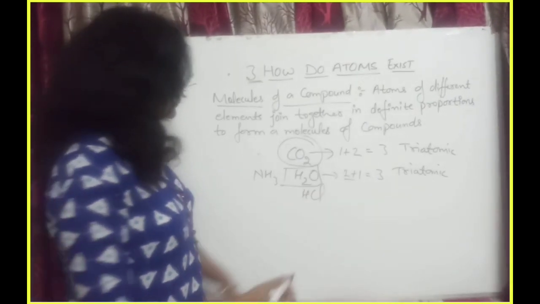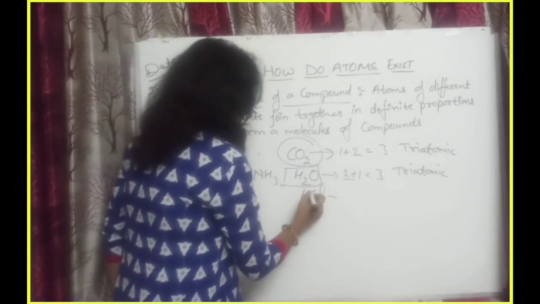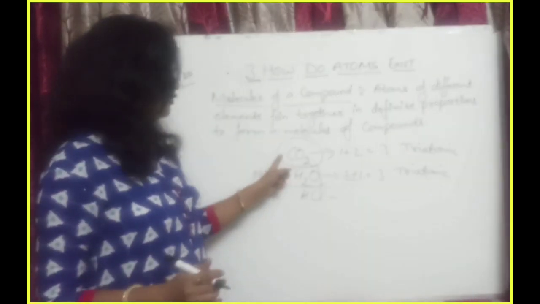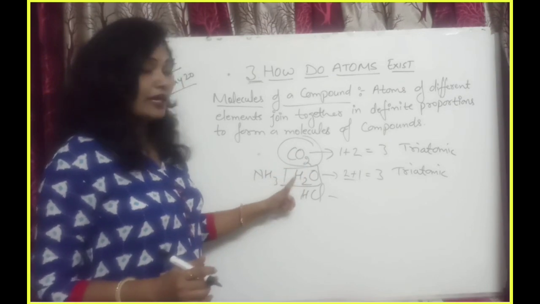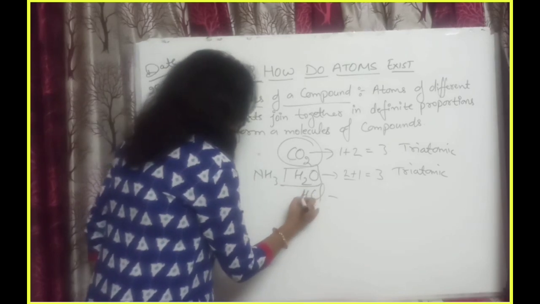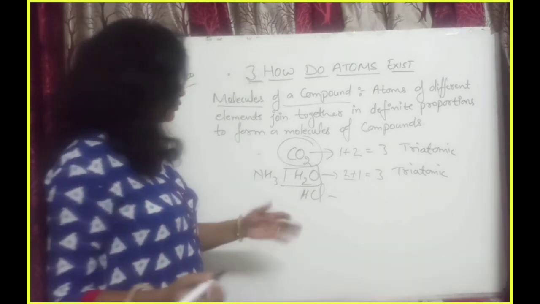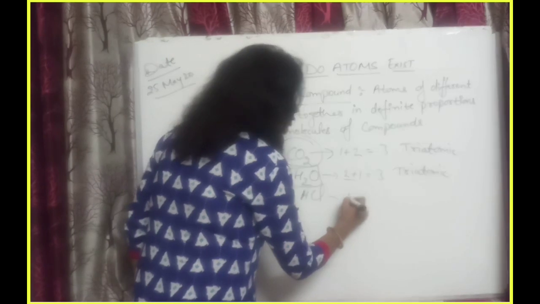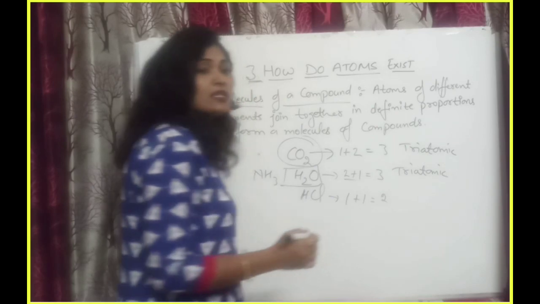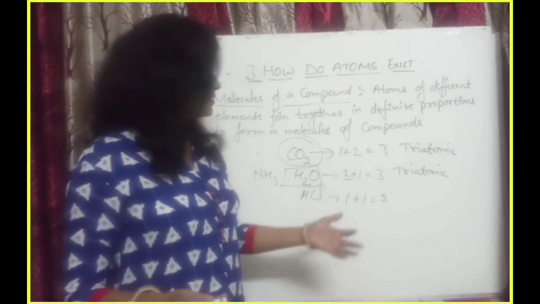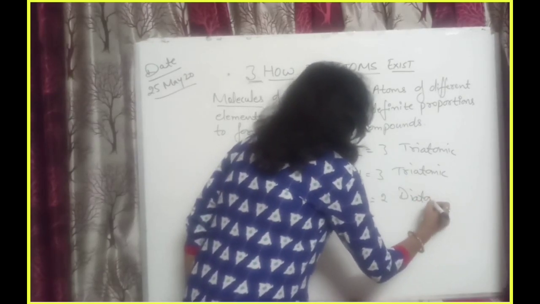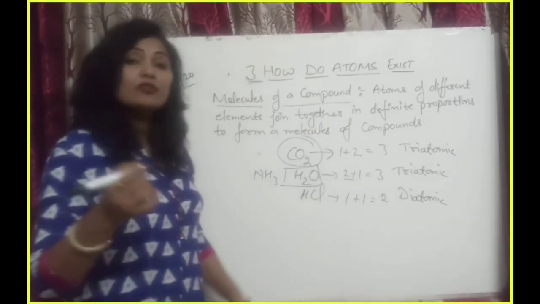If we take another example, HCl. HCl is formed by the combining of 2 elements. These are different elements, hydrogen and chlorine. These are combined together and they form a compound. Here hydrogen consists of 1 atom and chlorine consists of 1 atom, so it contains 2 atoms. So it is known as diatomic. So this molecule is also a diatomic molecule.